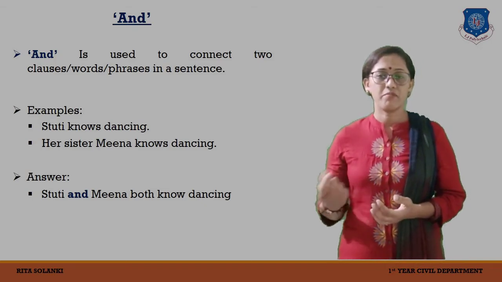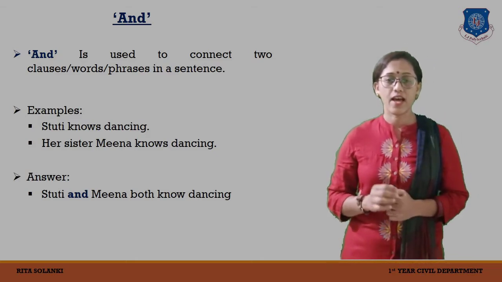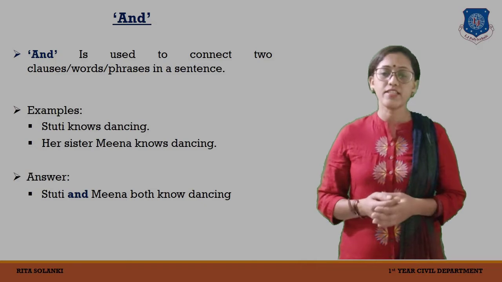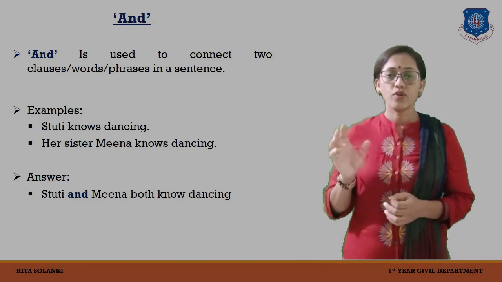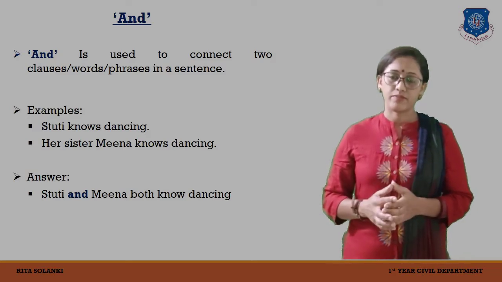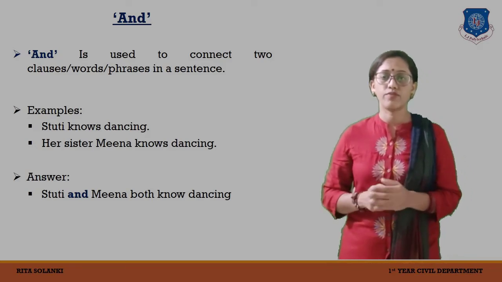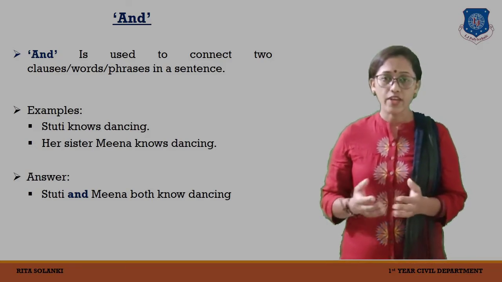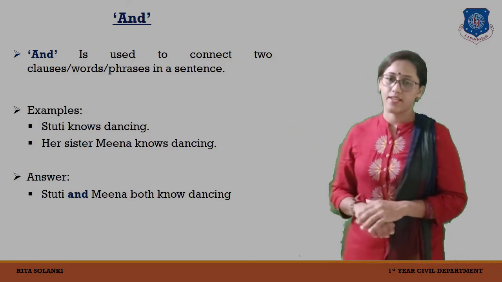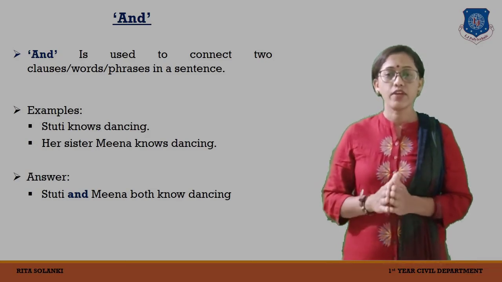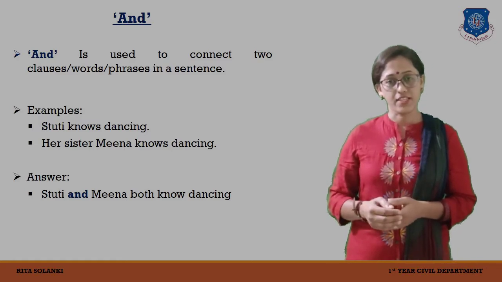Her sister Meena knows dancing. These type of 2 sentences are given, and you will be asked to connect these 2 sentences. Then the common idea is both of them know dancing very well. So we will combine these 2 sentences with the help of our connector AND. How can we do it? Stuti and Meena both know dancing. Yes. So we have connected Meena and Stuti, these two nouns, with the help of our connector.